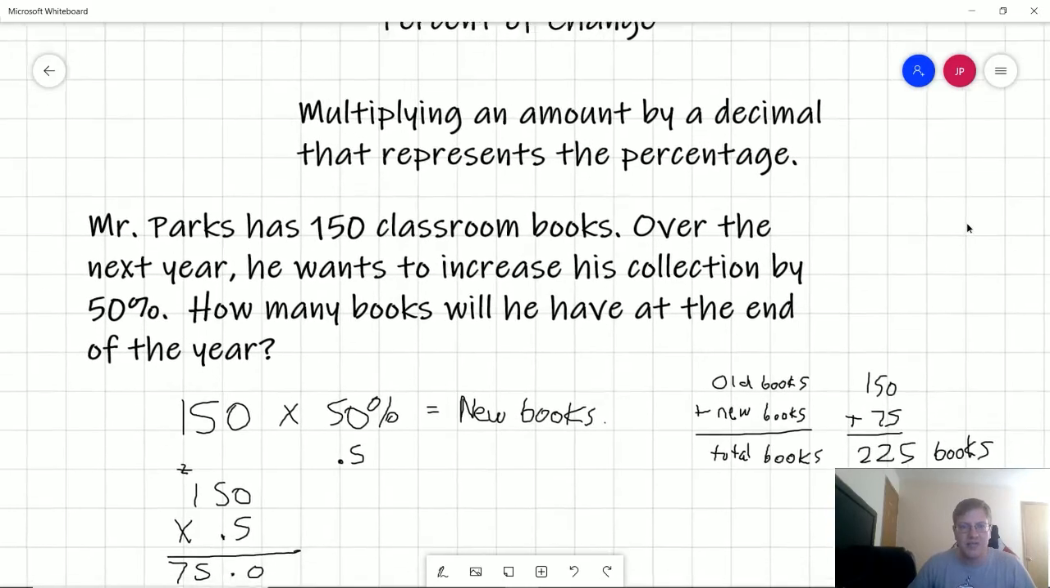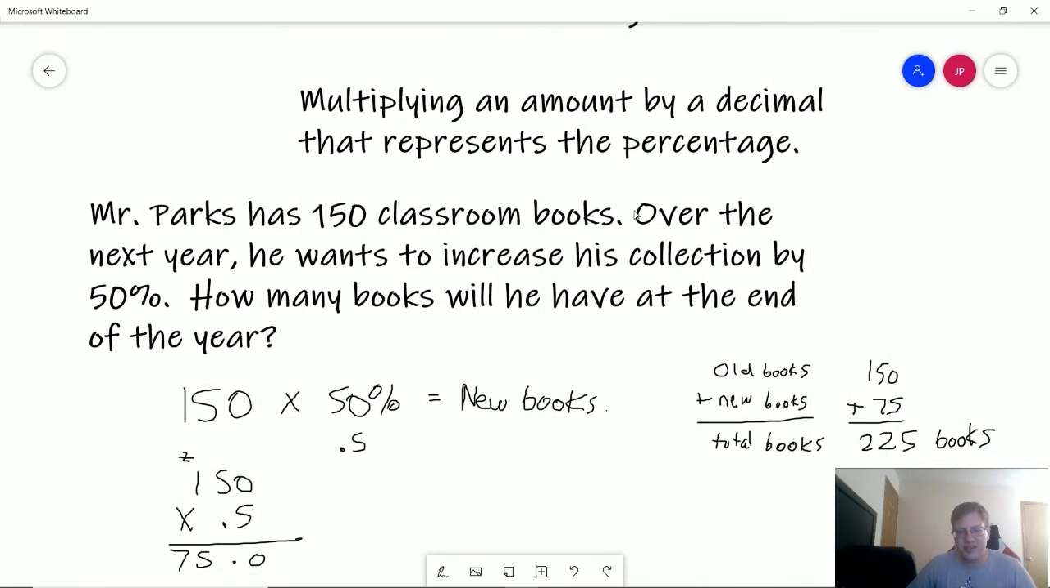So in this example, let's say I have 150 classroom books. That's probably not far off. It might actually be less than what I actually have. Over the next year, I want to increase my collection by 50%. How many books will I have at the end of the year? So to figure out the new number of books that I would be adding, I would take my total amount and multiply it by 50%, which would be represented as 0.5 or 5 tenths.